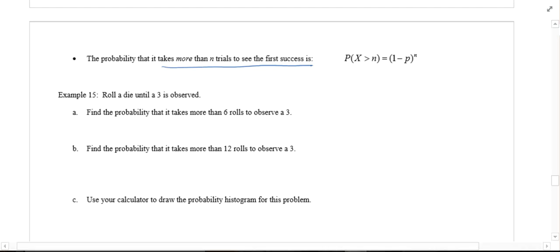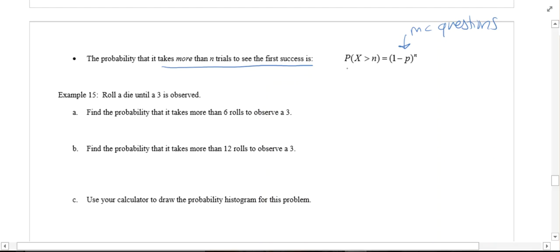Okay, so this formula, 1 minus p to the n, this comes up as multiple choice questions. So you really do need to know how to do this. It just comes up. I'm going to test you on it. It's like a very common AP question to know this formula.